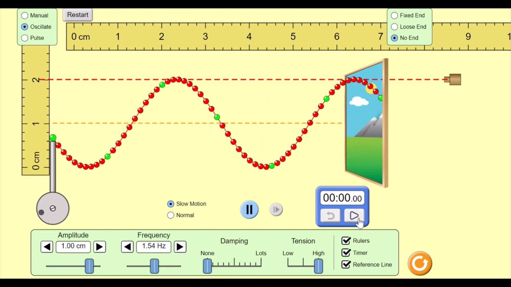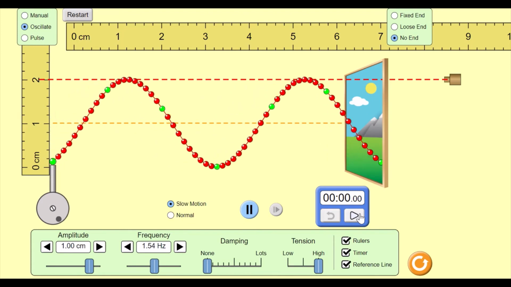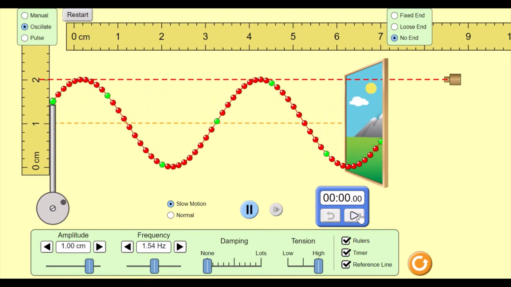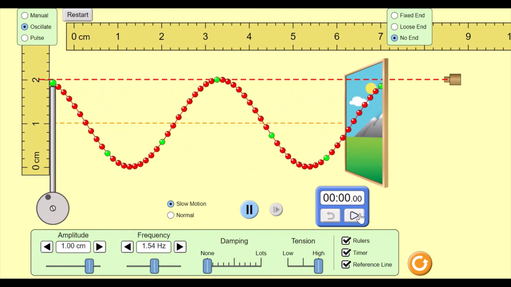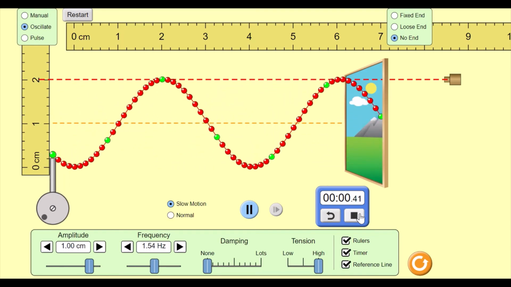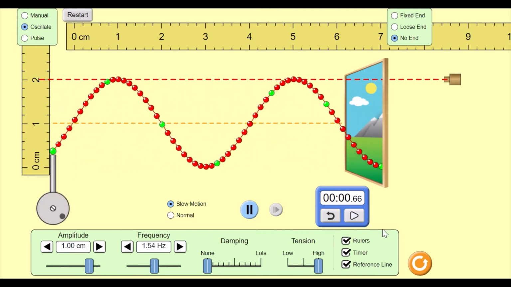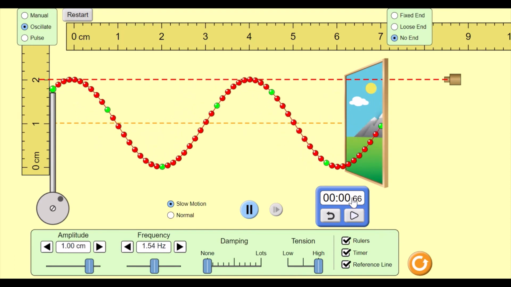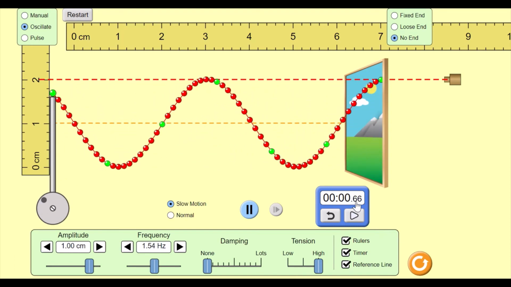So I'm gonna start the stopwatch when it reaches the crest. I'm gonna pause when it reaches the crest again. Ready, here we go. Trough to crest. All right. So the period of this wave is approximately 0.66 seconds.